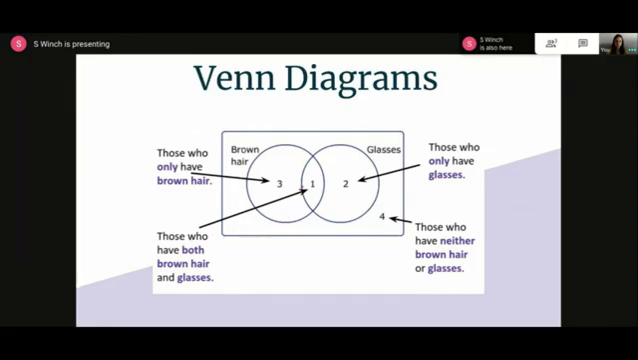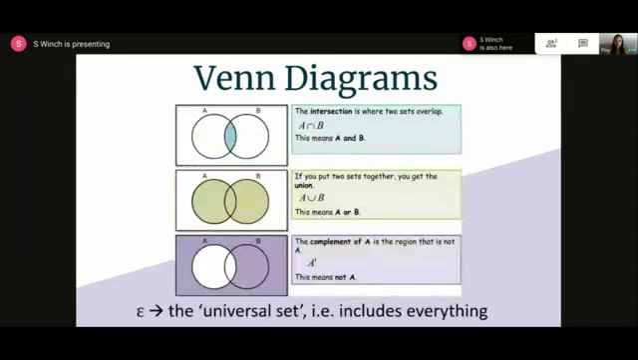However, the 1 student in the middle, that tells me that they have both brown hair and glasses, whereas these 4 students have neither brown hair nor glasses. So that's an example of 2 sets of Venn diagrams. Now, of course, in your GCSEs, you might have 3, possibly 4, but predominantly 3 would be the most you'd have to work with. Okay, but it's the same principles.